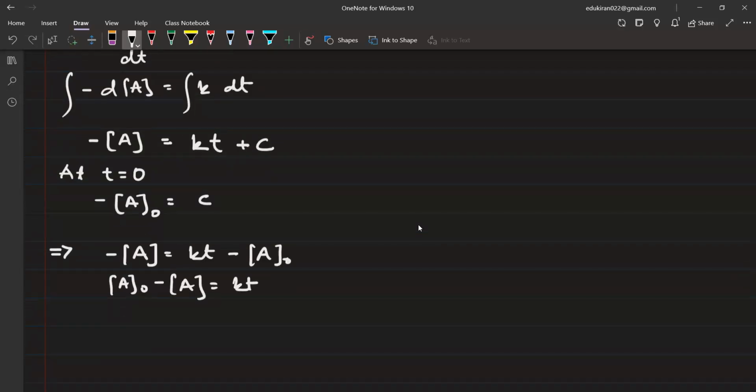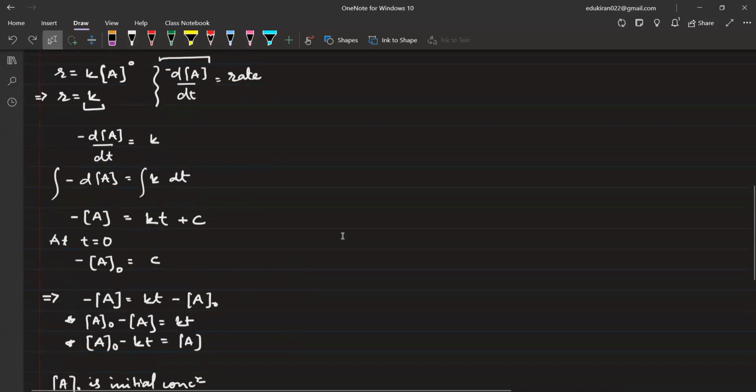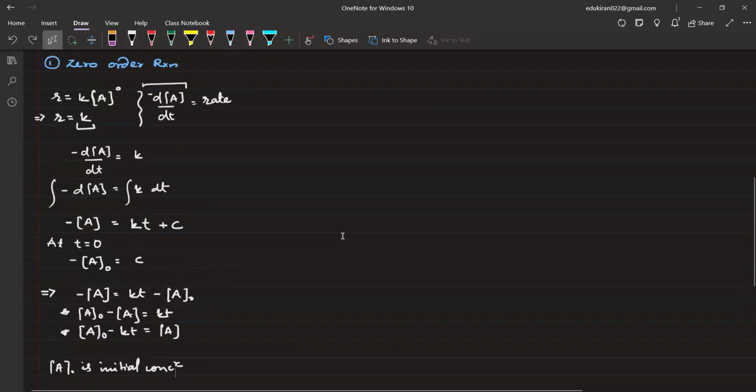Another thing that you can write here, please see: send Kt to the other side and A to the other side. Then we can write A naught minus Kt is equal to A. Okay? So these are the two expressions that you can remember. Remember either one, it is the same thing. What is A naught? A naught is the initial concentration. Why is it the initial concentration? Because at time 0 that is the concentration, A naught. So at time 0 whatever concentration we have, that is the initial concentration. All of you got this? Yes or no? Please tell me. Please write this down.